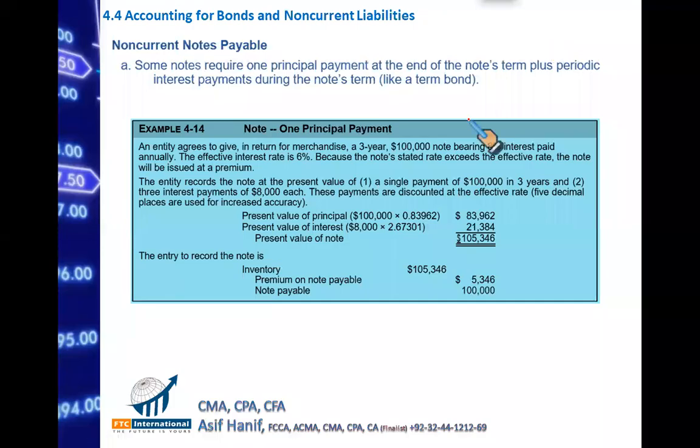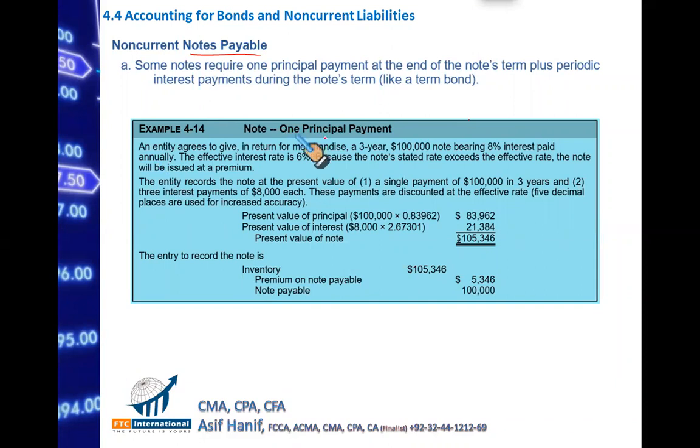Next, we have non-current notes payable. Sometimes we purchase machinery, plant, or merchandise, and instead of making instant payment, we can issue notes to our suppliers or to our providers of capital assets. Like in this example, there are three types of non-current notes payable. Let's discuss them one by one.